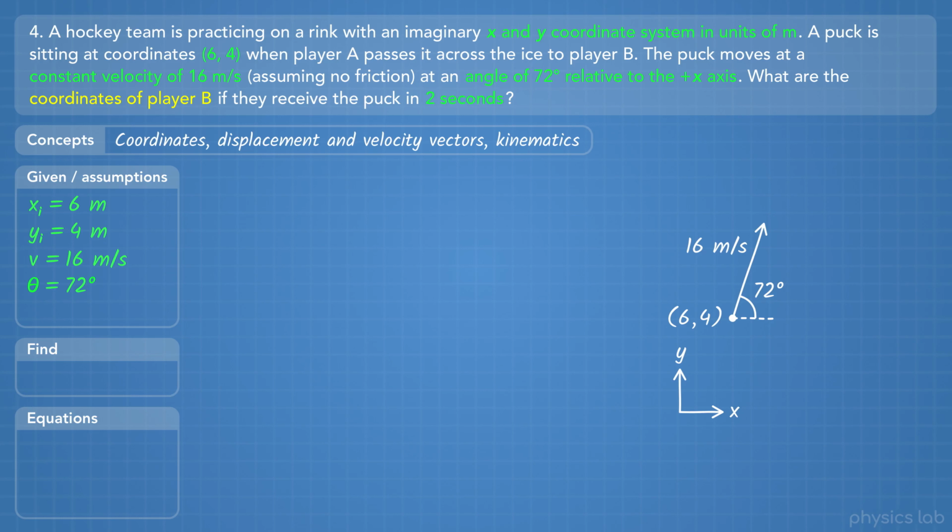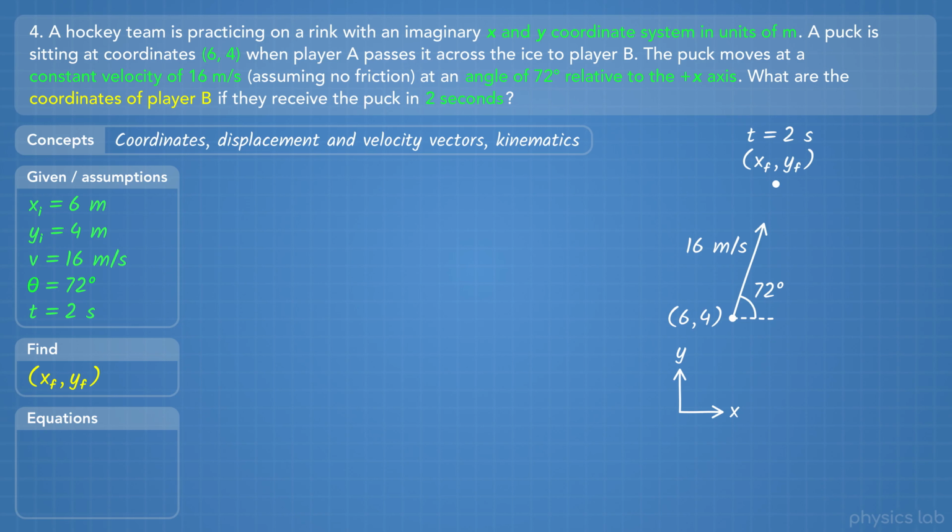The problem is asking us to find the coordinates of player B who receives the puck in 2 seconds. So the problem is basically saying if the puck has this initial position, then moves at this velocity, what's the position of the puck after 2 seconds? So let's draw a second dot for the final position of the puck, where player B is, and write down that we're trying to find its coordinates, x final and y final.